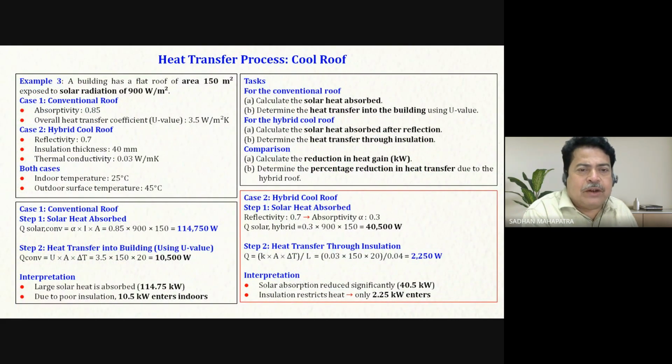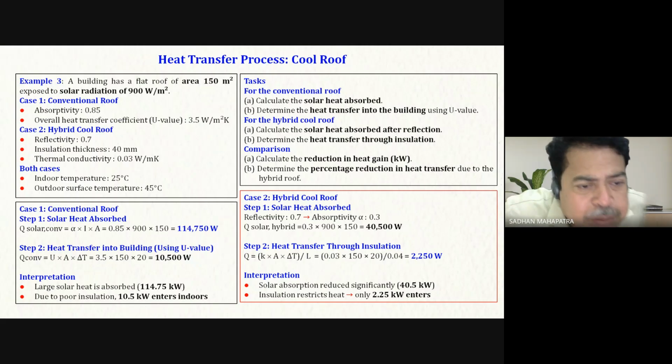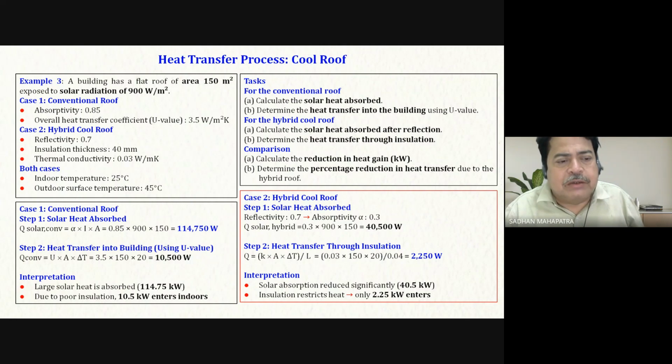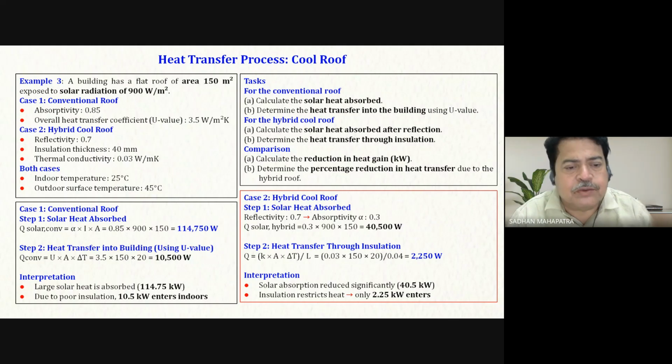A building has a flat roof of area 100 meter square exposed to solar radiation of 900 watt per meter square. Case 1 is a conventional roof where absorbability is 0.85 and the overall heat transfer coefficient, the U value, is 3.5 watt per meter square Kelvin. Case 2 is a hybrid cool roof where reflectivity is 0.7, with an insulation thickness of 40 mm, thermal conductivity 0.03 watt per meter Kelvin, and the same indoor temperature of 25 and outdoor surface temperature of 45.